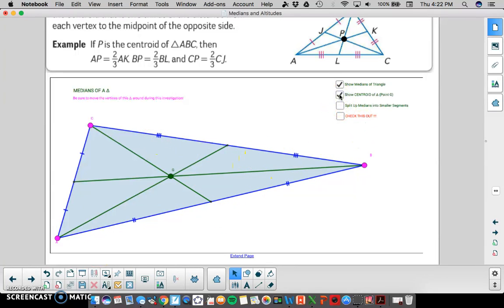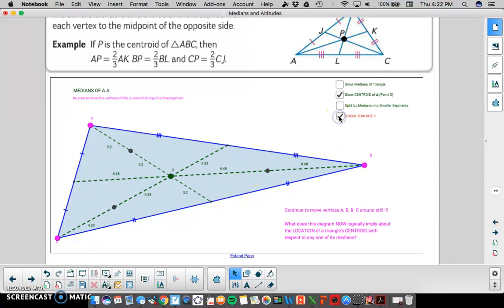Now to show the centroid, I'm going to split up the medians into smaller distances. So notice here I have 6.48 as the length of this segment that I have highlighted. The other part of that median is 12.96. Notice the relationship between 6.48 and 12.96: 6.48 is half of 12.96.